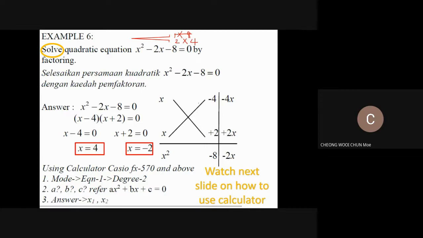So answer: x minus 4, x plus 2 equal to 0. Must equal 0 always. In SPM, if you don't put equal 0, they won't give you the mark. x minus 4 equal to 0, x plus 2 equal to 0. So x equal to negative 4 becomes positive 4, positive 2 becomes negative 2. Two answers.